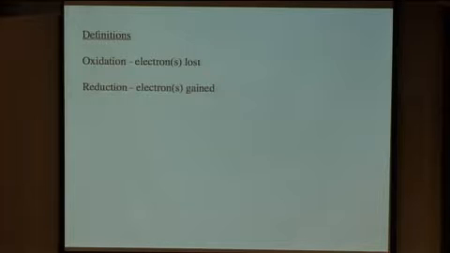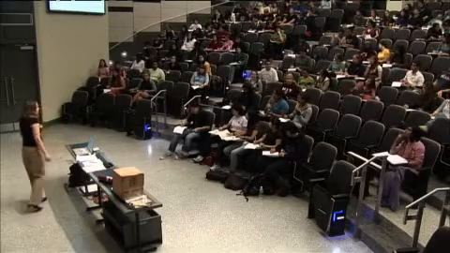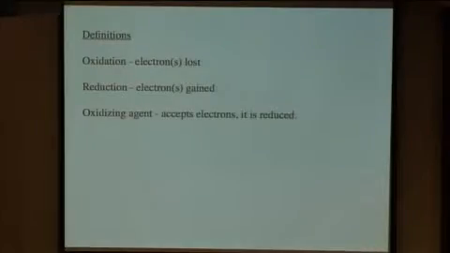Here are some that give people a little bit more trouble. Oxidizing agent. So it is an agent of oxidation. An oxidizing agent is something that wants to oxidize something else, so it gets reduced itself. It runs around trying to oxidize other things, but it itself is going to get reduced.